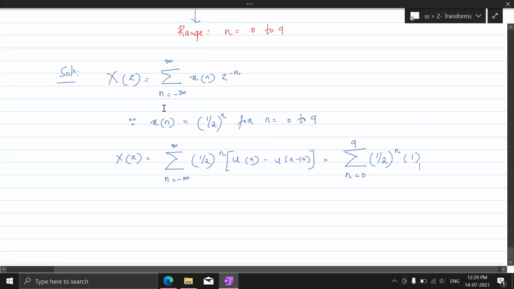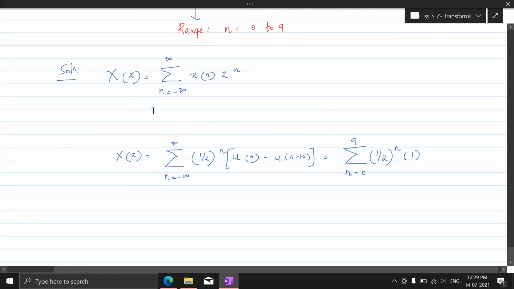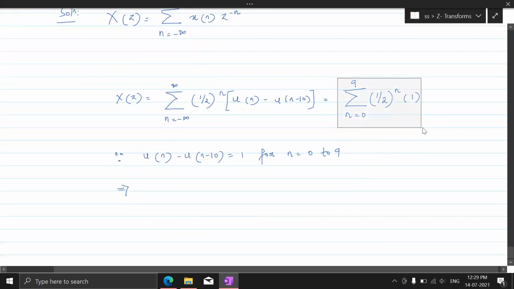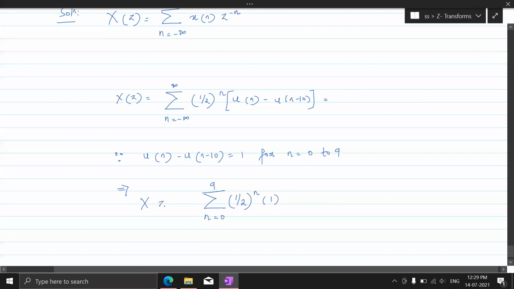Understand that? Or this can be told in another way. So instead of telling it here, let's just eliminate that. Okay, so let's say it this way. Since u of n minus u of n minus 10 is equal to 1 for n equal to 0 to 9, this implies x of z is equal to this. This is how we can write. Is this okay with you, everybody?